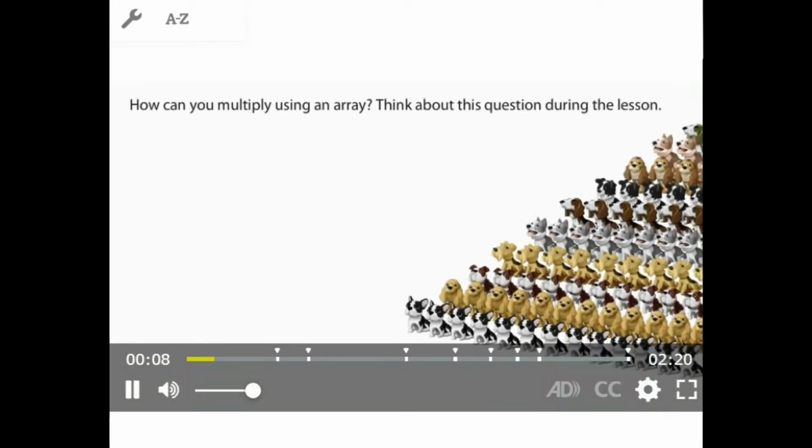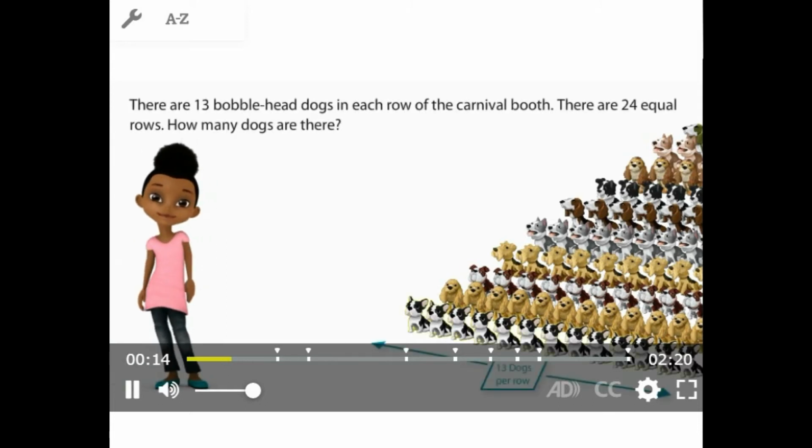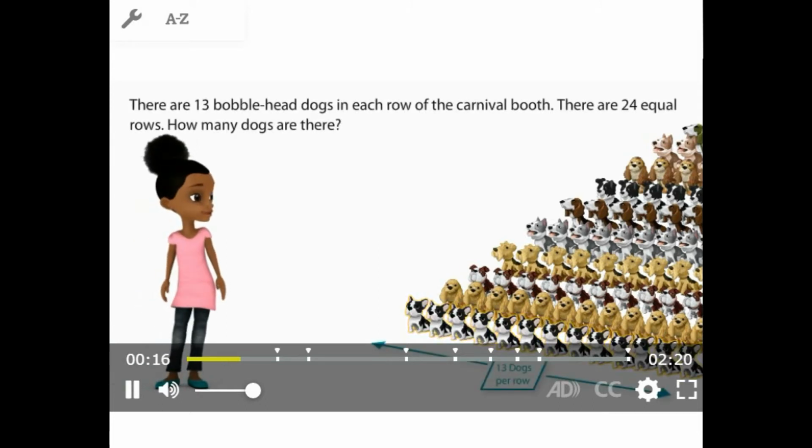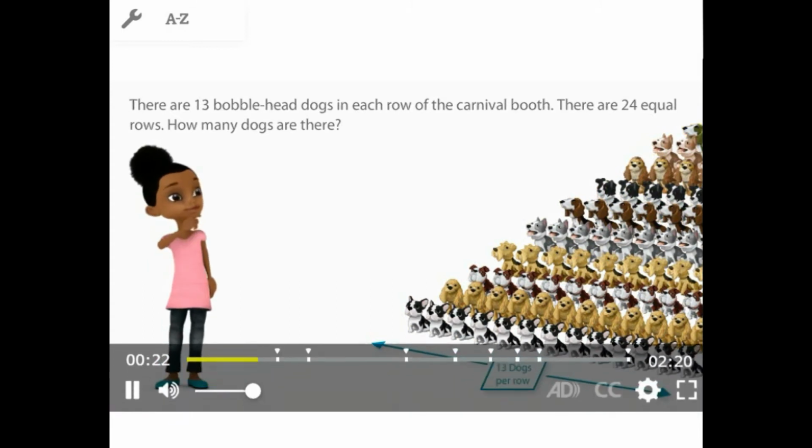How can you multiply using an array? Think about this question during the lesson. There are 13 bobblehead dogs in each row of the carnival booth. There are 24 equal rows. How many dogs are there?